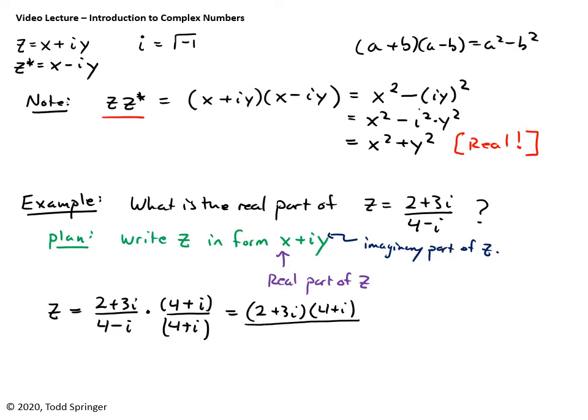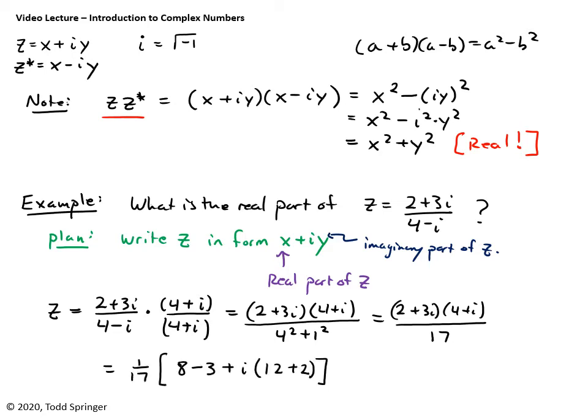And on the bottom, I've got a number times its complex conjugate, which is going to be 4 squared plus 1 squared, which is 17. So (2 plus 3i) times (4 plus i) divided by 17. Okay, I have to do the multiplication on the top, so let me do that. So there it is, and let me just simplify it. I get 5 over 17 plus 14 over 17 times i.